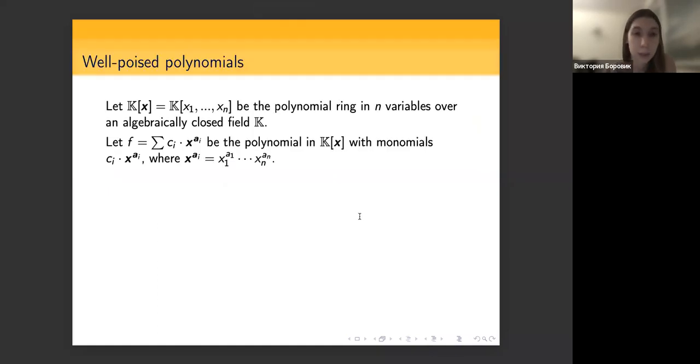First, let me give some notations and definitions. Let K[x] be the polynomial ring in n variables over an algebraically closed field K. And let me consider a polynomial in such form. Here I will denote monomials as bold x to the power of bold a sub i. So a sub i is the exponent vector.